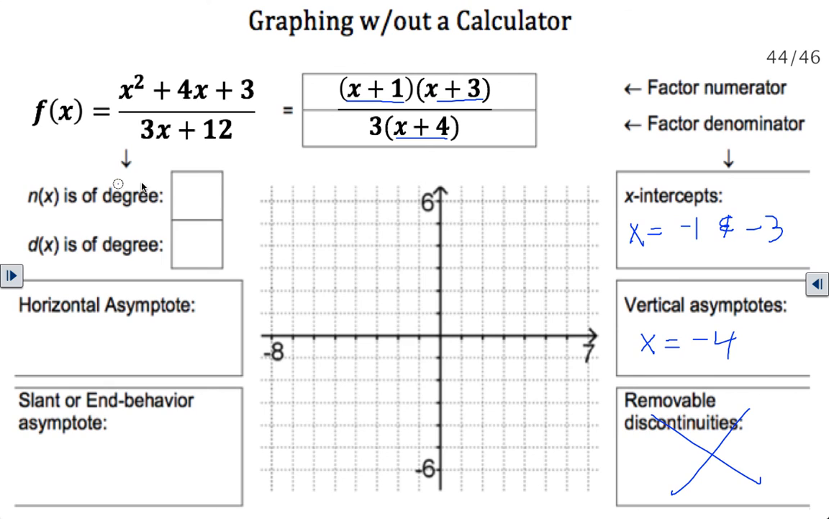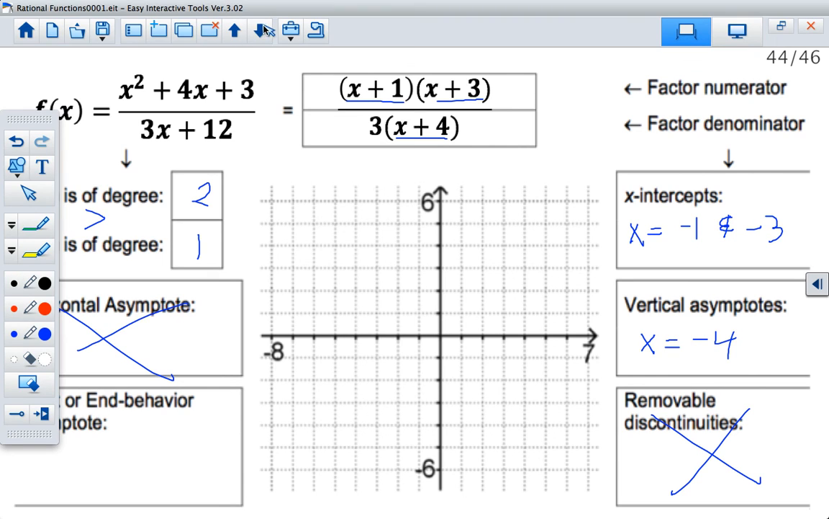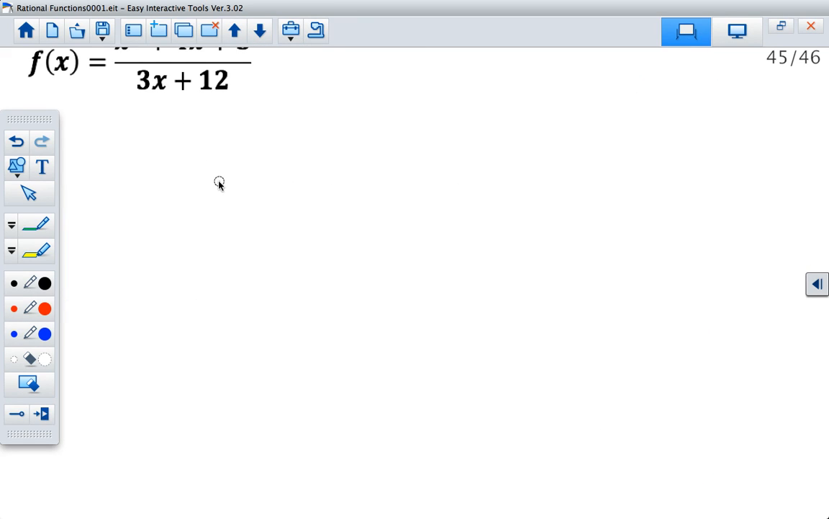Our numerator's degree is 2, our denominator's degree is 1. Your numerator's degree is greater than the denominator's degree, so we will not have a horizontal asymptote. We will have slant or end behavior asymptote. And again, to find that, you do either long division or synthetic division. So I need a new page to do that.